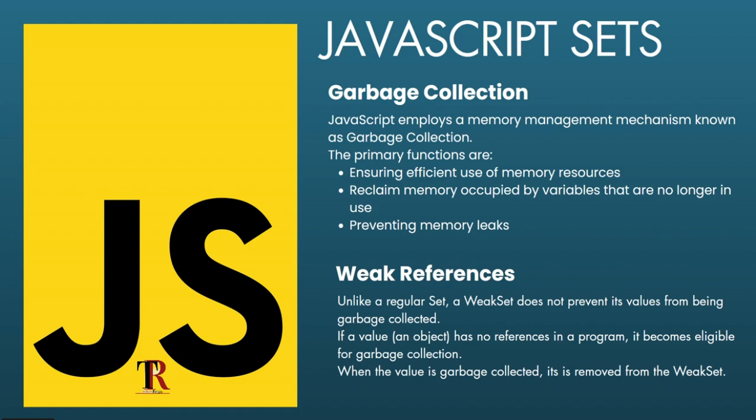So if, in the process of running a program, an object has no reference in that program, it becomes eligible for garbage collection, and JavaScript can easily collect such objects because they have no reference in the program. Number three, when the value is garbage collected, it is removed from the weak set.